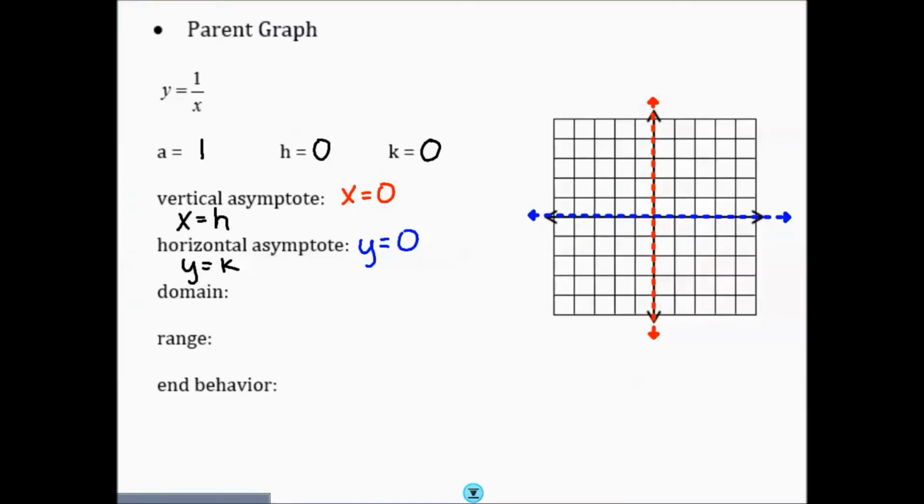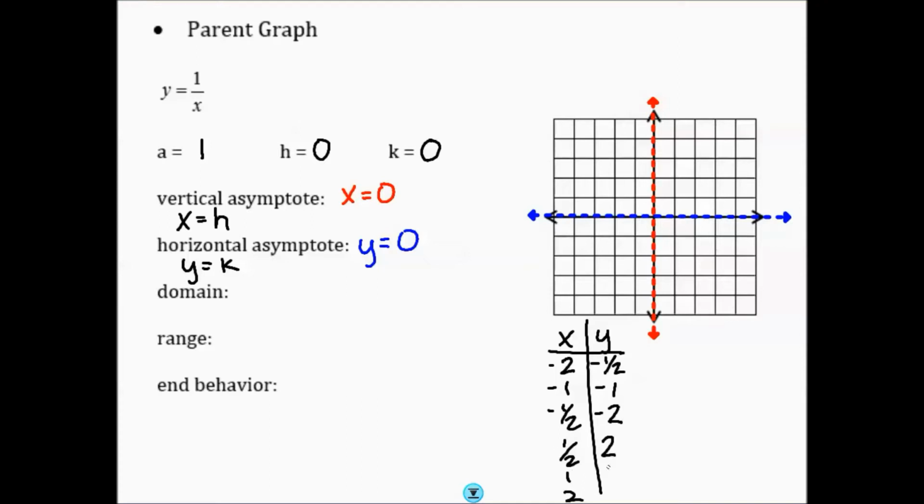Now, to graph my function, I'm going to make a table. So I'm going to pick x values and then plug x into our function to see what the y value is. So if I pick -2, -1, -1/2, 1/2, 1, and 2 as my x values, and I plug them into this function, 1 over -2 is -1/2, 1 over -1 is -1, 1 over -1/2 is -2, 1 over 1/2 is 2, 1 over 1 is 1, and 1 over 2 is 1/2. So now I'm going to plot these points.